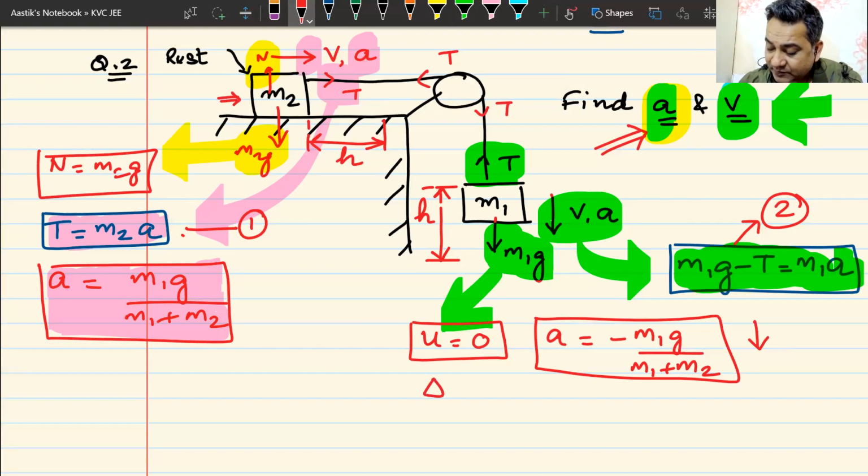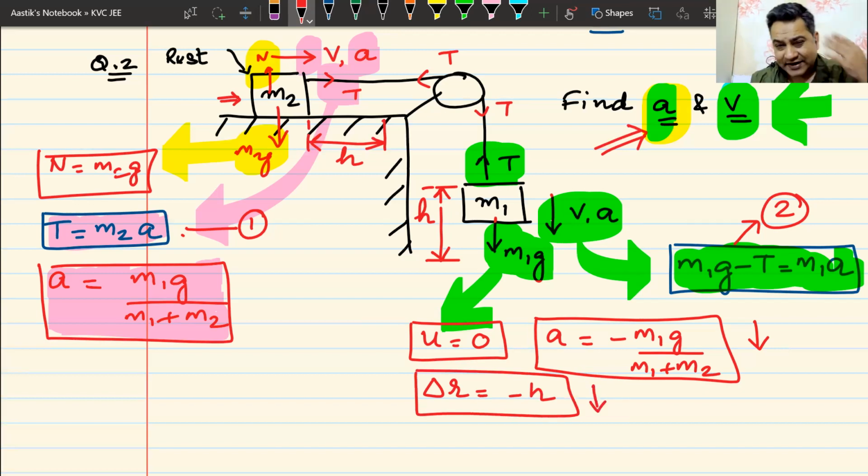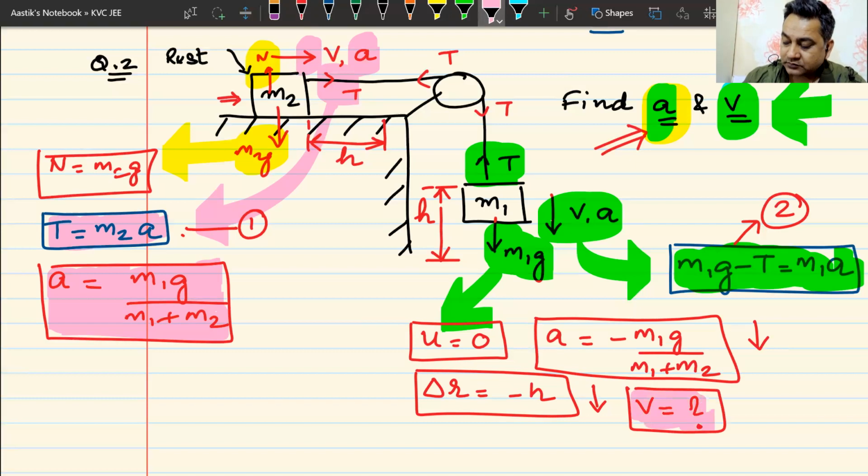Then I think about the displacement of this block, how much this block has displaced. It has moved down by h, so it will be minus h. Why have I written minus h? I've written minus h because of my sign convention. Everything which is downwards is negative. u is known, acceleration is known, displacement is known. What is the unknown? Unknown is v. Unknown is only v. Now go back to your equations. u is given, a is given, displacement is given. You have to find out the value of v.